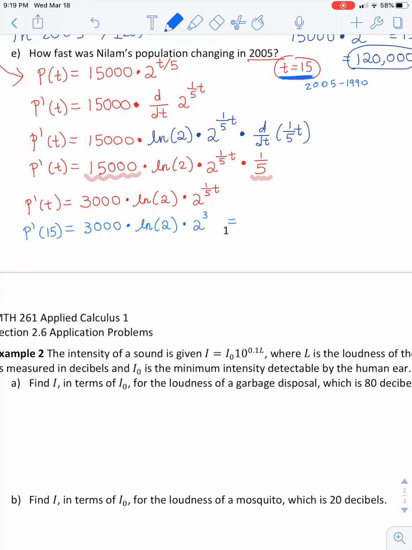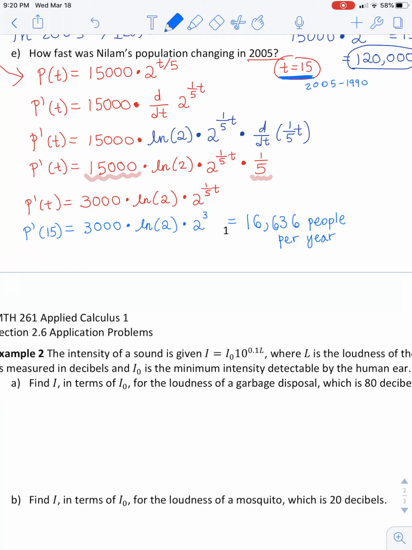So I'm typing this in my calculator, guys. 3,000 times natural log of 2 times 2 to the 3rd power. That will be 16,635.5. So let me round that up to 636 people per year.